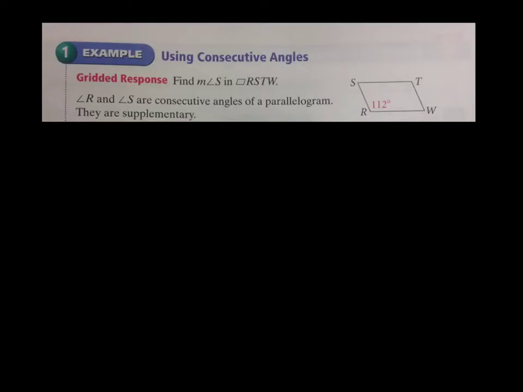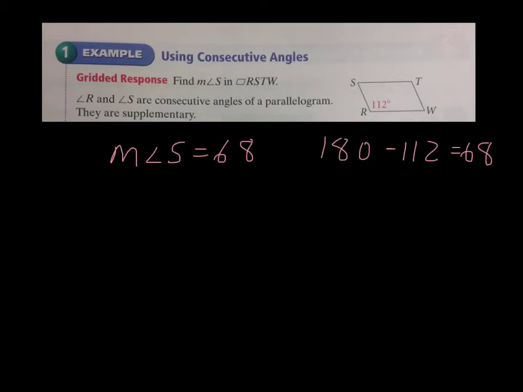In example 1, since we know consecutive angles of a parallelogram are supplementary, and hopefully you remember supplementary means two angles that add up to 180, they ask us to find the measure of angle S. Please pause the video while you try to figure out the measure of angle S. Hopefully you will agree, the measure of angle S would simply be 180 minus 112. So the measure of angle S is simply 68 degrees.